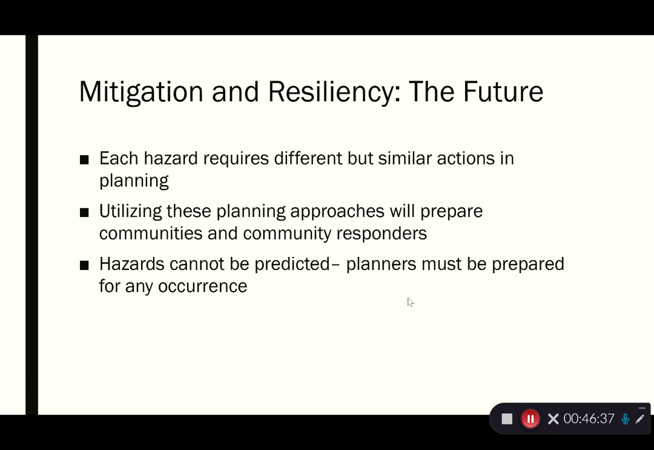So as we've seen throughout this lecture, each hazard requires different but similar actions, right? If we're going to build resiliency into our communities, we need to recognize the hazards that our communities face and reduce the vulnerabilities that we have to them. So in terms of how we build our communities, how we design our individual buildings, transportation networks, all of those things play a role in reducing vulnerability and building more sustainability into our communities. And that's really our role as planners, to help mitigate threats and build more sustainable, more resilient communities.